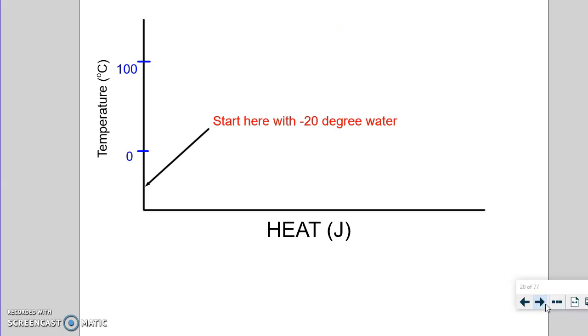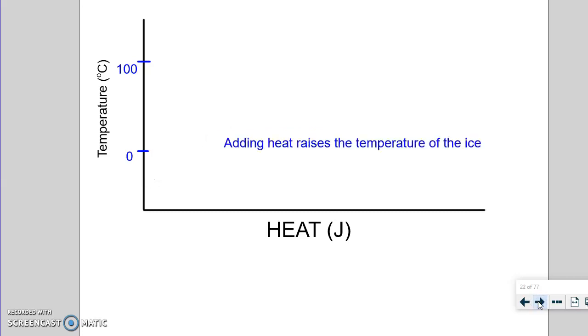We're going to start with negative 20 degree water. We all know that water freezes at 0, but once it's ice, it actually can become colder than that. Let's start it at negative 20. So here's our water. And negative 20 degree water, known as ice, we're going to add heat. And as we add heat to ice, it's not going to melt, it's going to raise its temperature because it has to get up to 0 before it can melt.